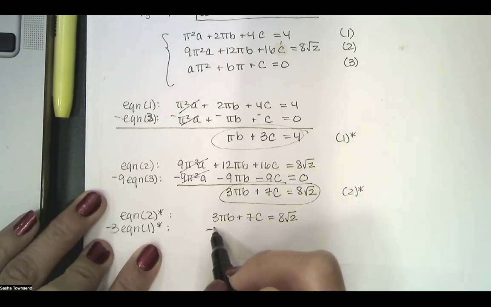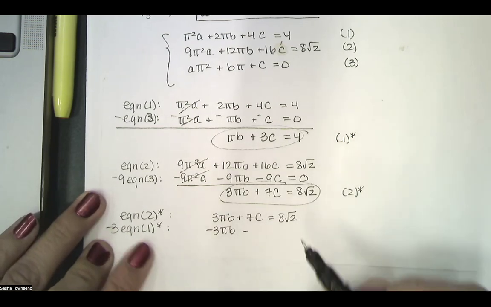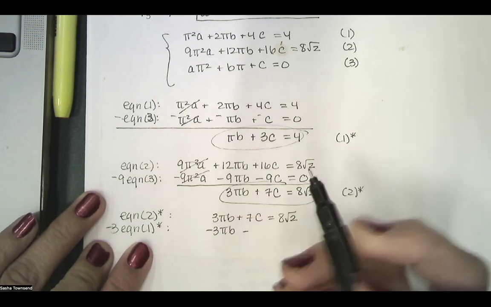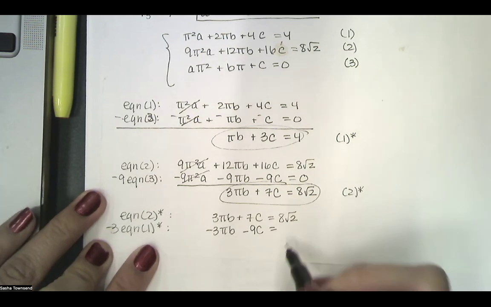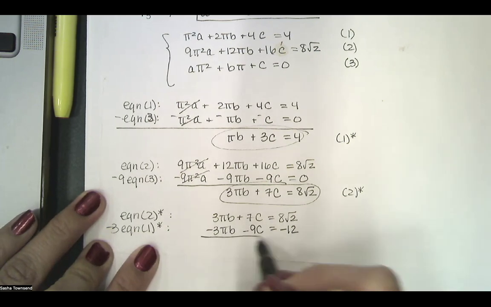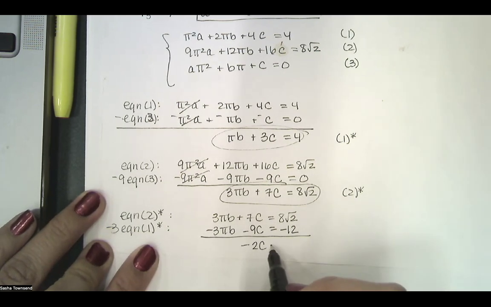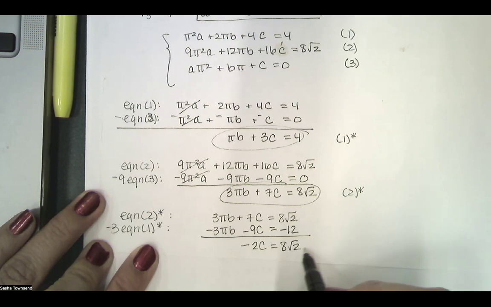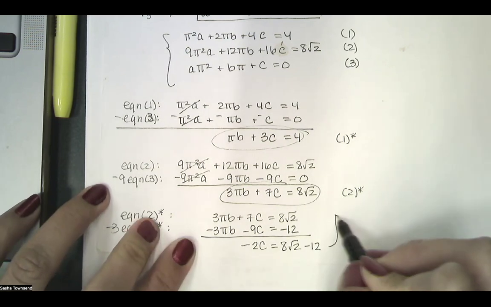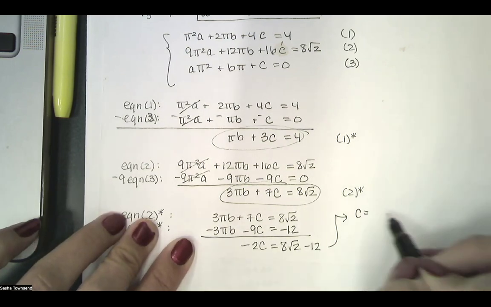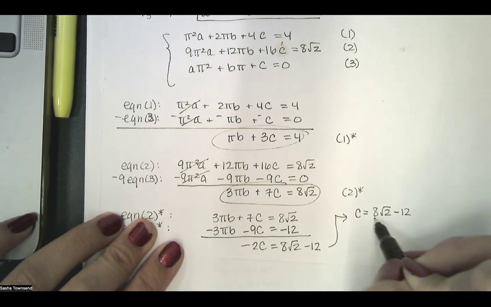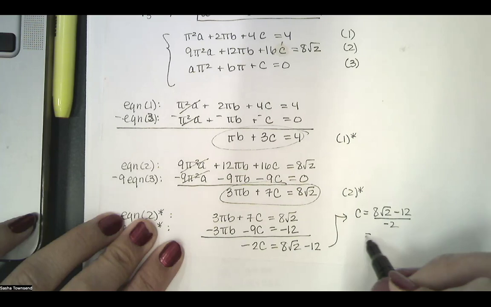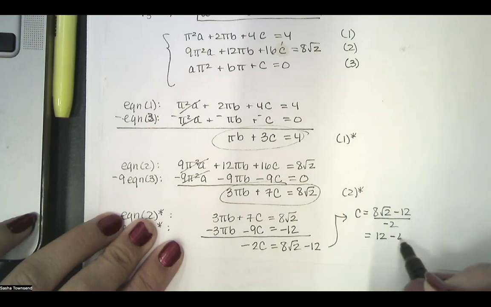So we'll have negative 3 pi b minus negative 3 times 3c is negative 9c, and negative 3 times 4 is negative 12. So we'll get negative 2c equals 8 root 2 minus 12. And if we divide both sides by negative 2, we can change the order. I'll make that 12 minus 8 root 2 divided by 2.